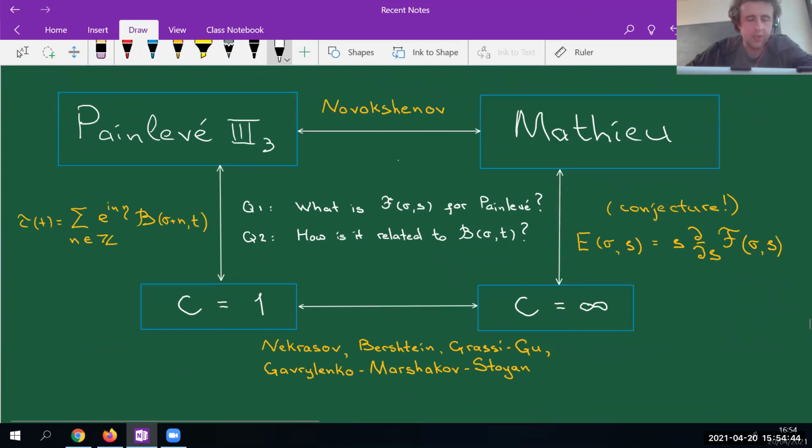Right, so this is a conjecture, and these two values of central charge, c equal to 1 and c equal to infinity, are relevant to the two inverse monodromy problems that we were discussing. c equal to 1 gives the solution of Painlevé 3 with this formula here, and the c equal to infinity case is again conjecturally related to the accessory parameter function in the Mathieu equation.